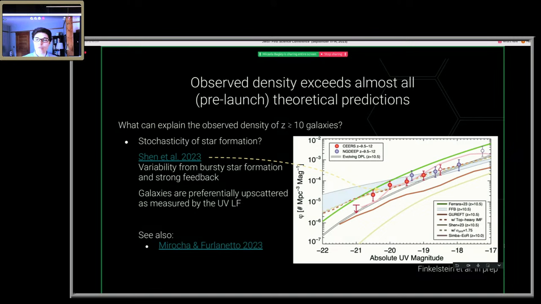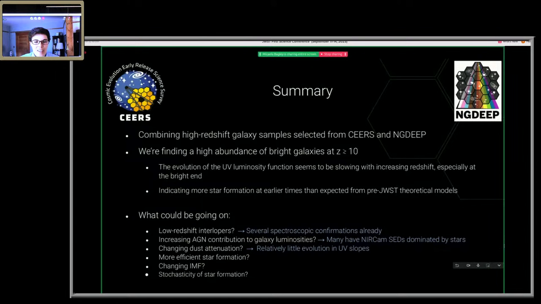I'm really excited to hear more about them this week and in the coming years. It's just such an exciting time to be working in the high redshift universe with JWST. So I will end there and leave up my summary here and happy to take questions. Thank you.